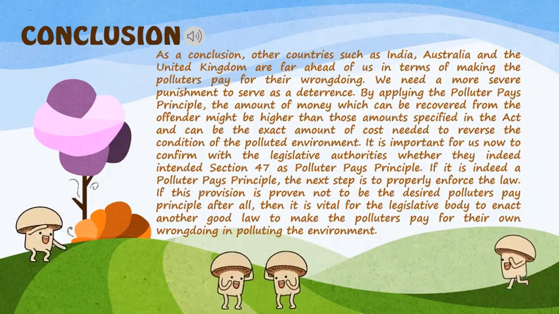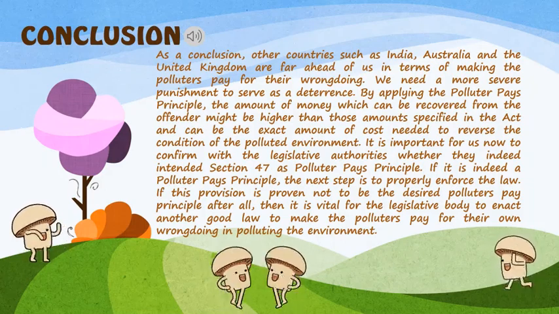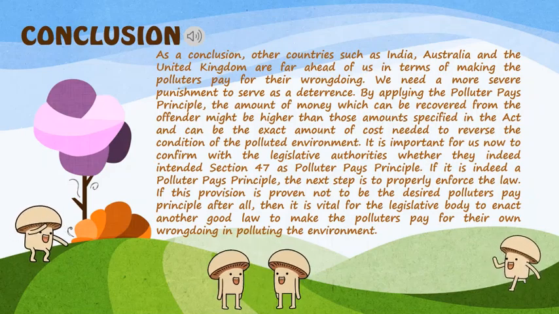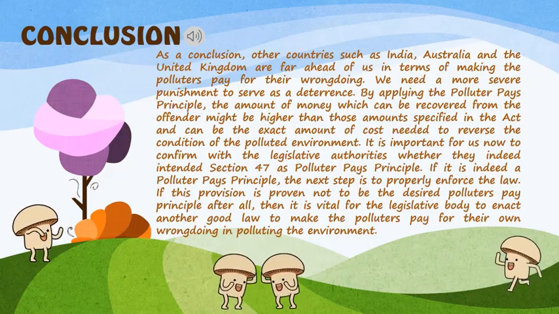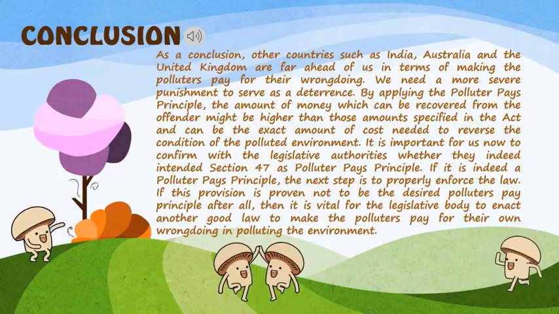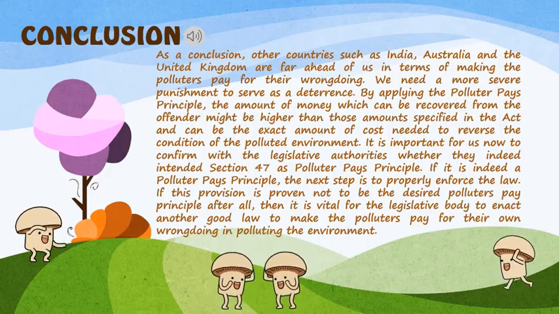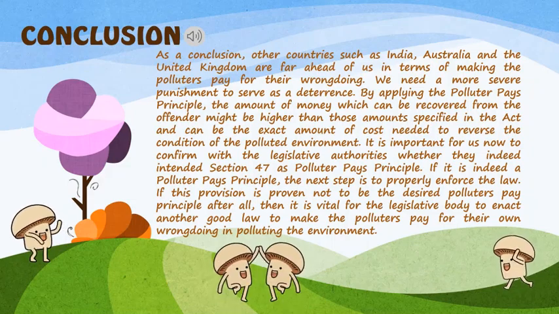As a conclusion, other countries such as India, Australia and the United Kingdom are far ahead of us in terms of making the polluters pay for their wrongdoing. We need a more severe punishment to serve as a deterrence. By applying the polluter pays principle, the amount of money which can be recovered from the offender might be higher than those amounts specified in the Act and can be the exact amount of cost needed to reverse the condition of the polluted environment.